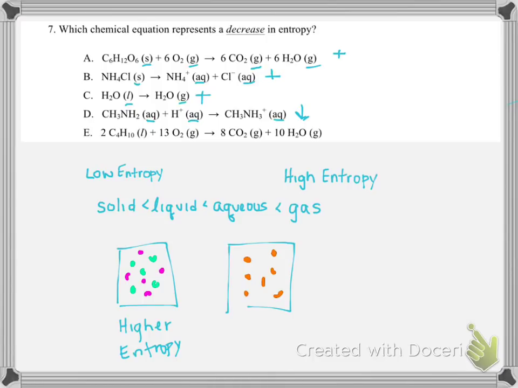So when we're going from higher entropy down to lower entropy. But let's check E just to make sure. So we're going from liquid and gas to lots of gas. We're going from 13 moles of gas over here to 18 moles of gas, and the liquid is also being able to expand. So that would be an increase also. So the answer here, while subtle, is in fact D.